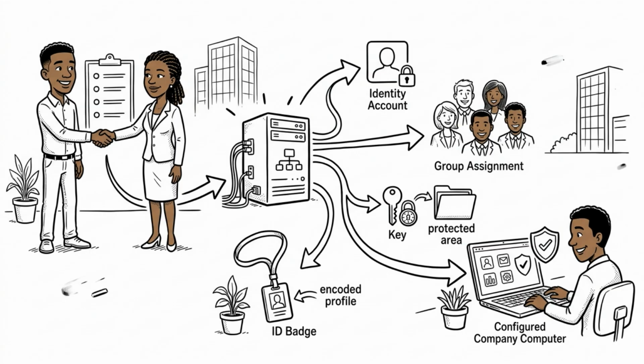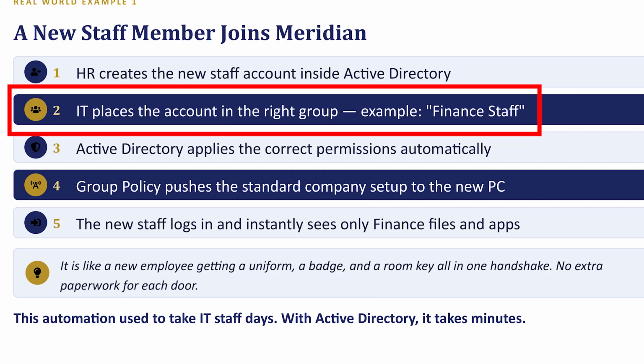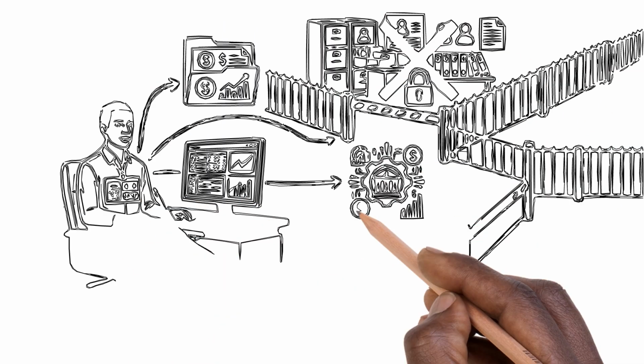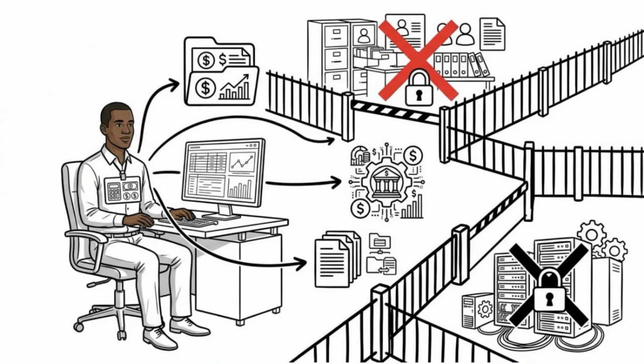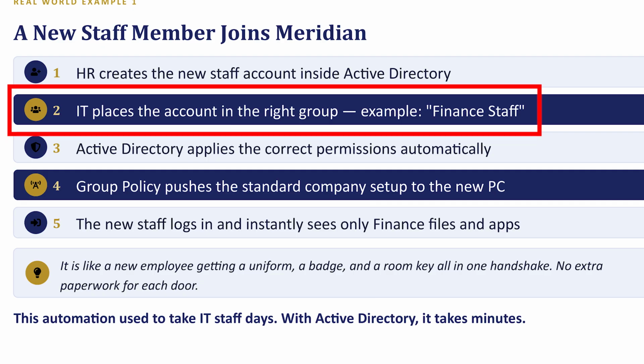Step 2. IT places the account in the correct group. The slide gives finance staff. Why is this important? Because groups can help an organization manage assets based on rules. Okay? If you are a finance employee, you may need access to finance resources, but you shouldn't automatically receive access to everything in the company.